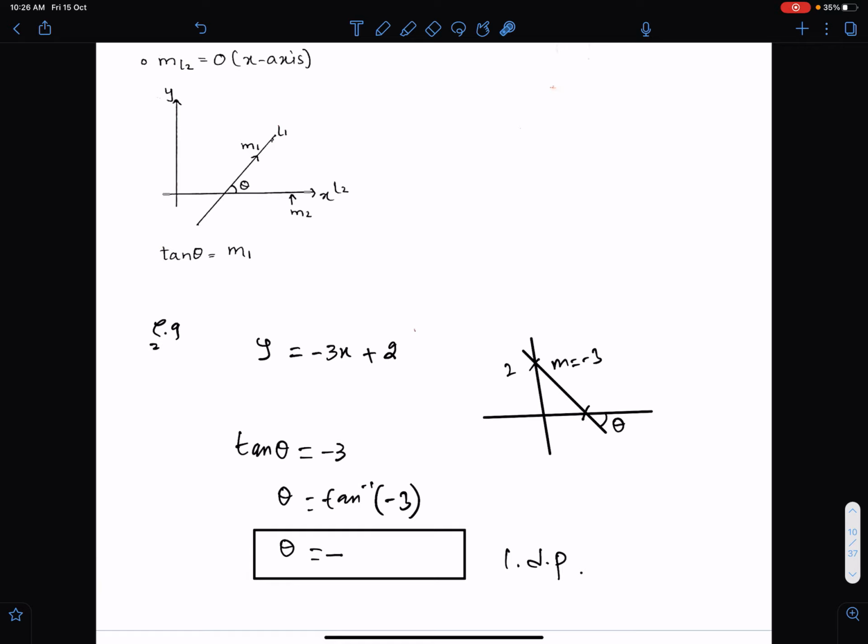And you will find both the answers in the marking scheme. You will find the negative answer. Let's suppose this number is 50.3, for example. Then you will find this answer as well in the marking scheme, 180 minus 50.3. So both answers are fine. But it's better to give the negative answer because the gradient is negative.